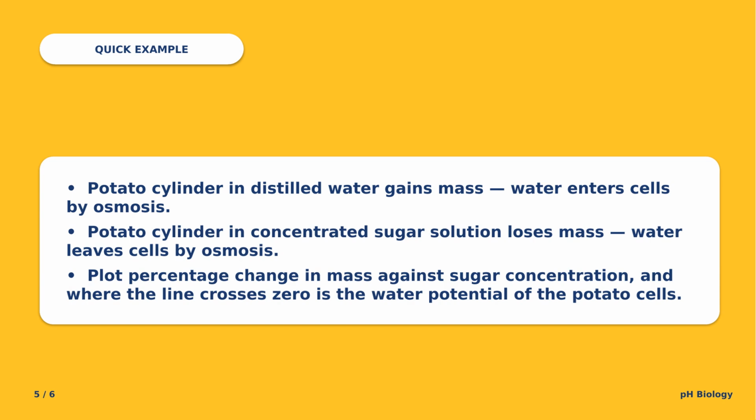Quick example. A potato cylinder in distilled water gains mass. Water enters cells by osmosis. Potato cylinder in concentrated sugar solution loses mass. Water leaves the cells by osmosis. Plot percentage change in mass against sugar concentration, and where the line crosses zero is the water potential of the potato cells.